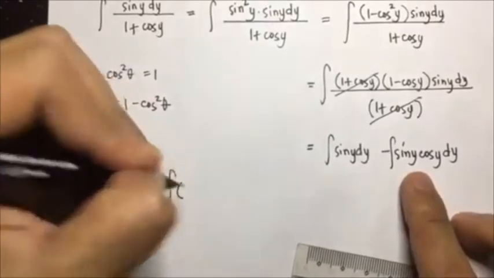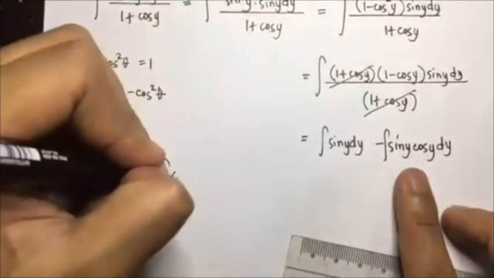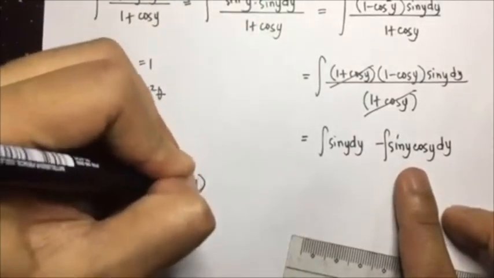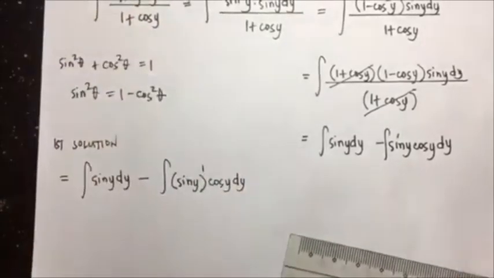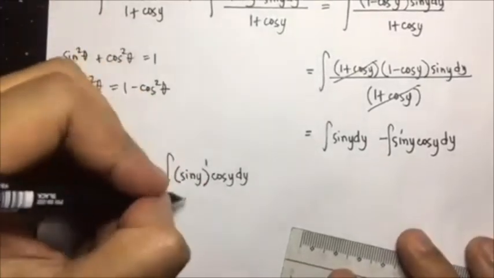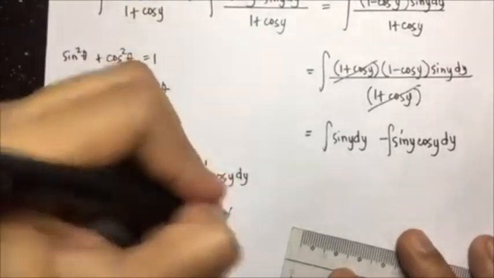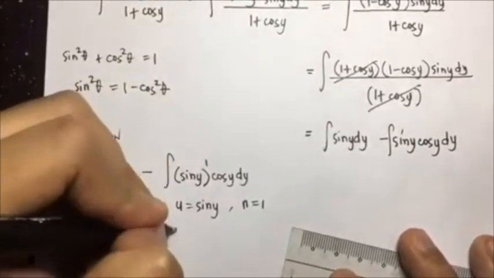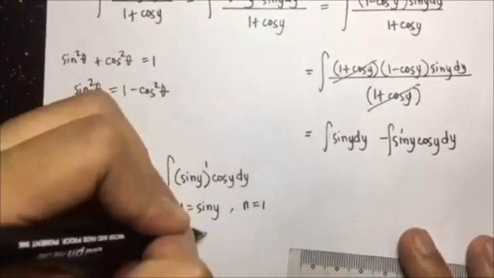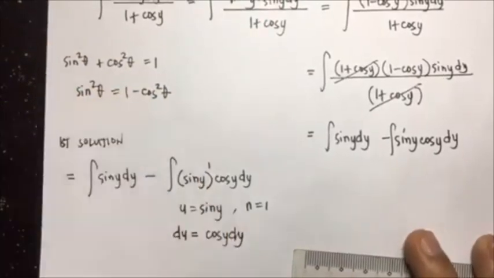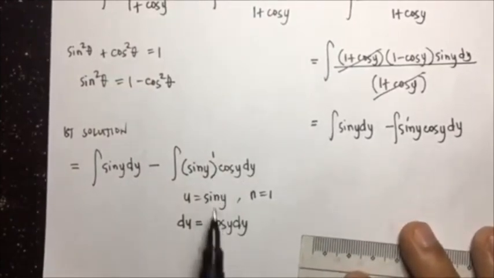Okay, so we can let u is equal to sine y so that we can apply the power formula. Sine of y raised to 1 and then cosine y dy. To apply the power formula, our u here would be sine y, and our n is equal to 1. So our complete differential du should be, the differential of sine y is cosine y dy. So the differential part is already complete, then no need for us to multiply any coefficient.